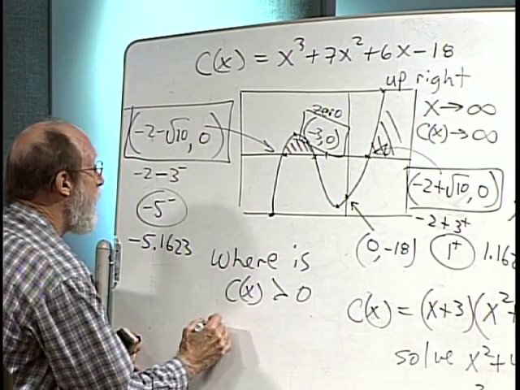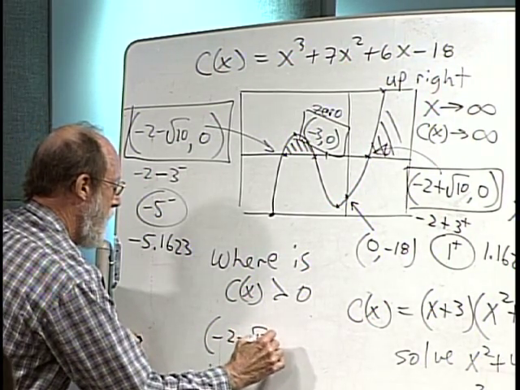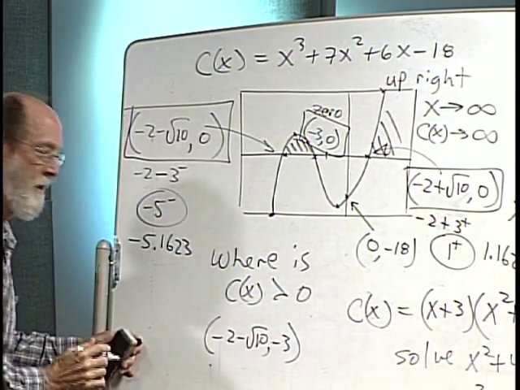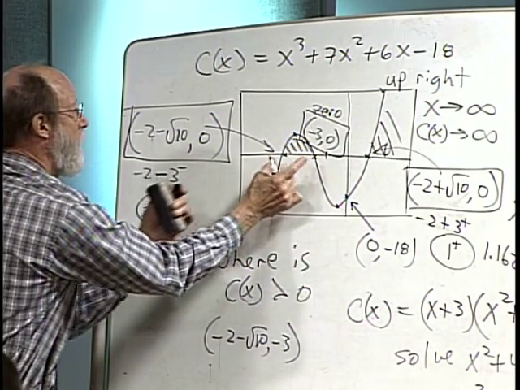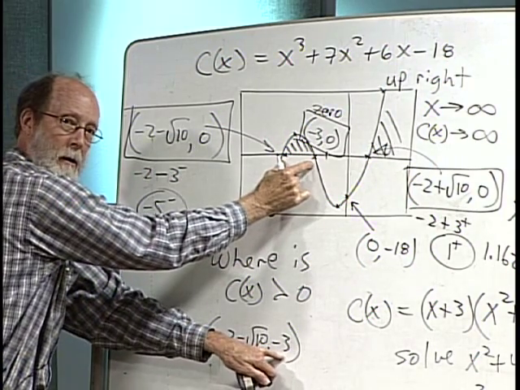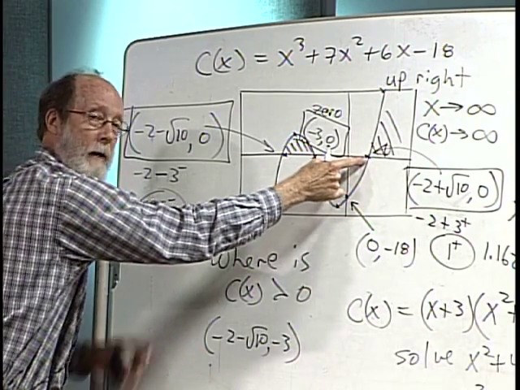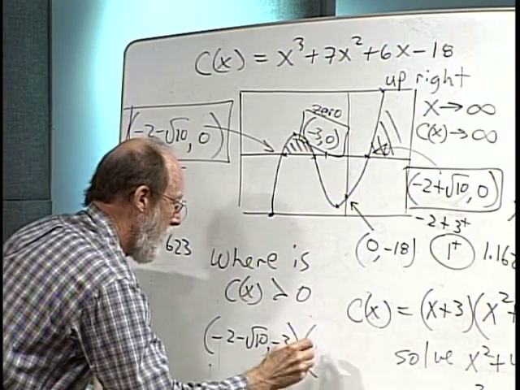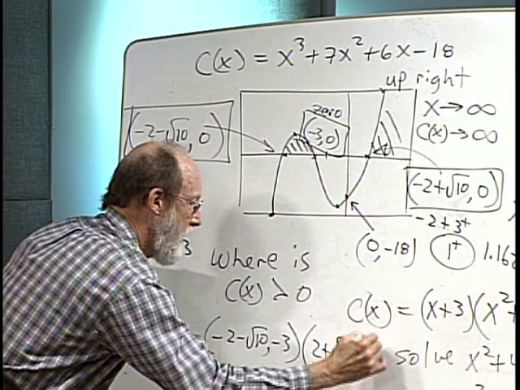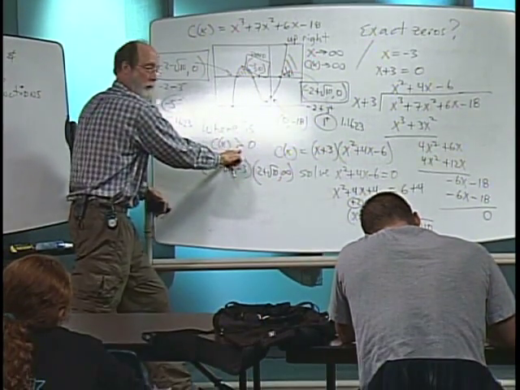So what you're going to answer here is an interval from negative 2 minus square root of 10, comma, to negative 3. That interval right in there between that 0 and that 0. And you're also going to say out beyond this 0, out to the right. So in interval notation, you're going to have 2 plus that square root of 10, comma, infinity.